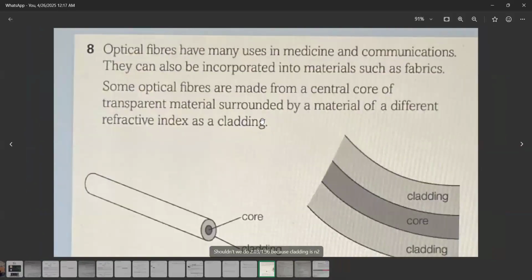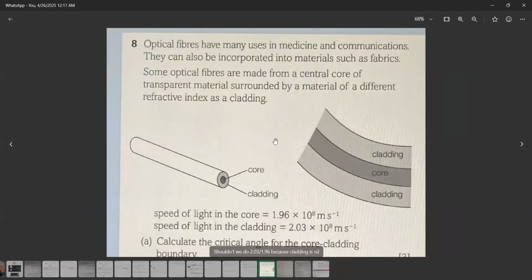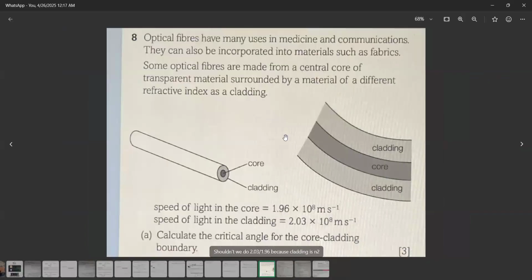The question is related to an optical fiber. Optical fibers have many uses in medicine as well as in communication. They can also be incorporated with materials such as fabrics. Some optical fibers are made from a central core of a transparent material surrounded by a material of a different refractive index called a cladding. The speed of light in the core and the cladding is given, and we calculate the critical angle.